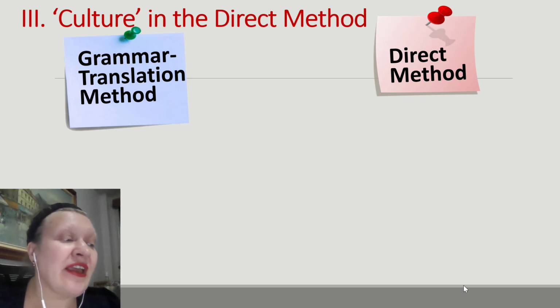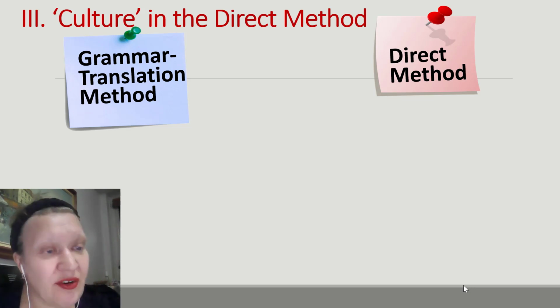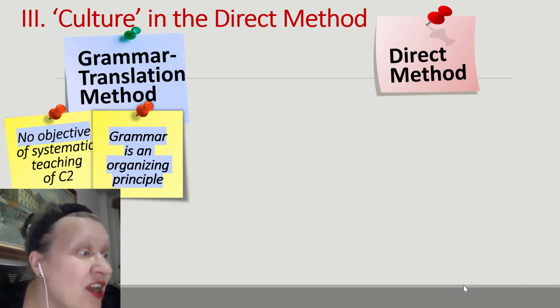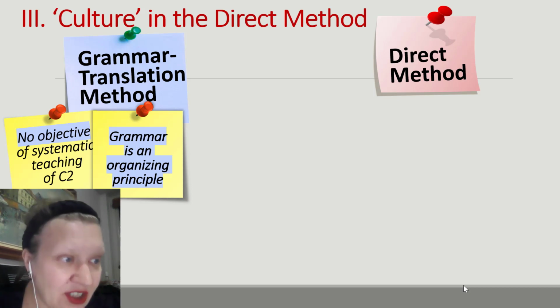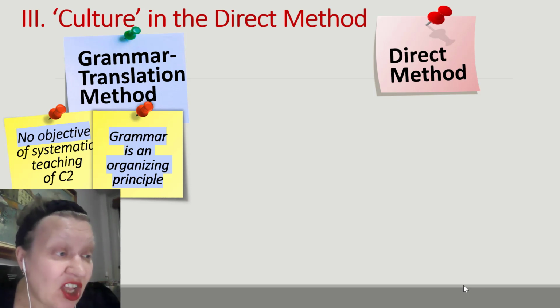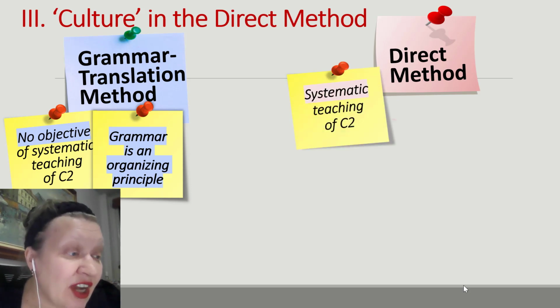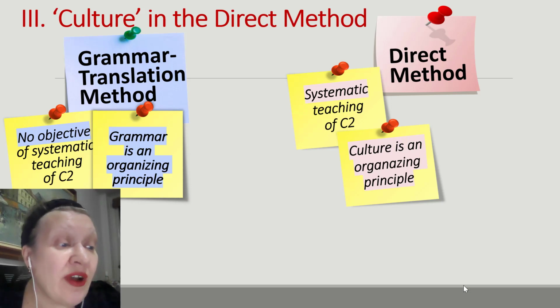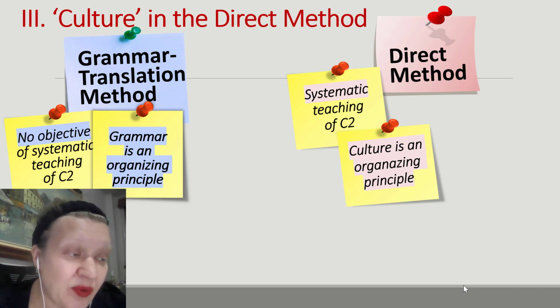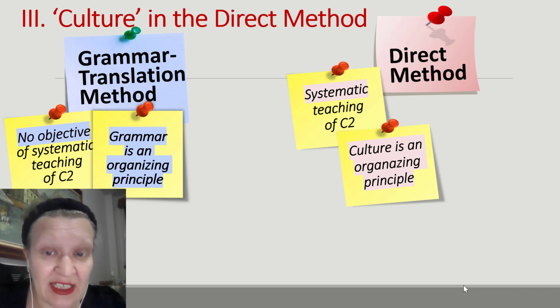The contribution of the direct method in teaching culture becomes even more evident if we compare how culture was integrated in the grammar translation method and the direct method. First, the grammar translation pedagogy never had an objective of systematically teaching the target culture. Grammar was the organizing principle of the teaching learning process and textbooks. The presence of culture-related elements such as literary works, realia-based dialogues, or culture-related written texts was not compulsory. Whereas the direct method advanced a claim for systematically teaching the target culture, culture became an organizing principle for second language lessons, curricula, and textbooks.